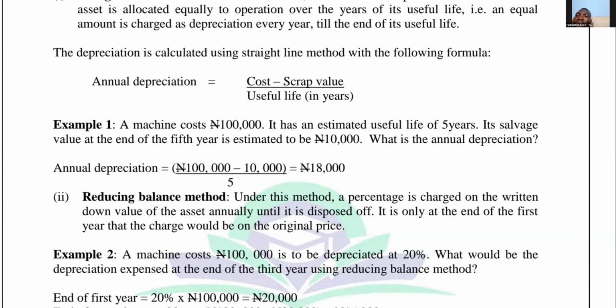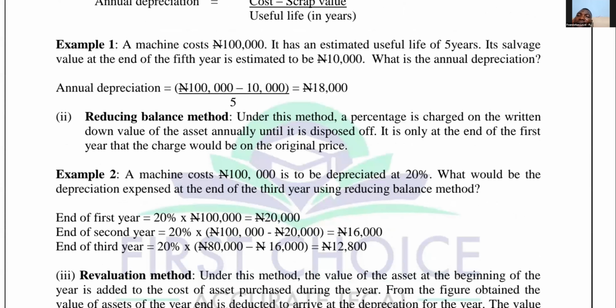Under this method, a percentage is charged on the written down value of the asset annually until it is disposed of. It is only at the end of the first year that the charge will be on the original price. So now, how do you calculate that? You look at it, please read it accordingly and work with it.